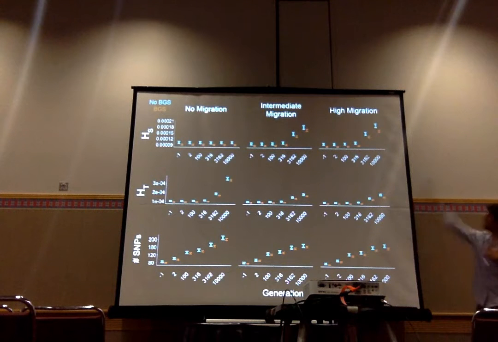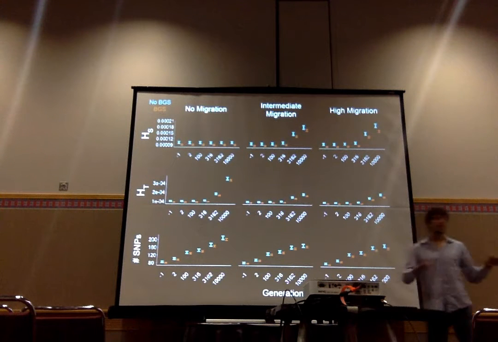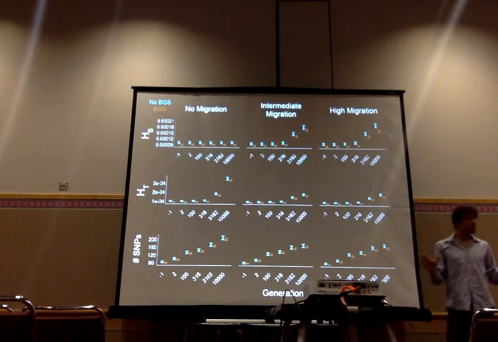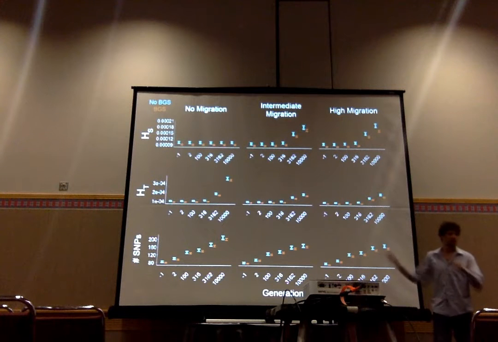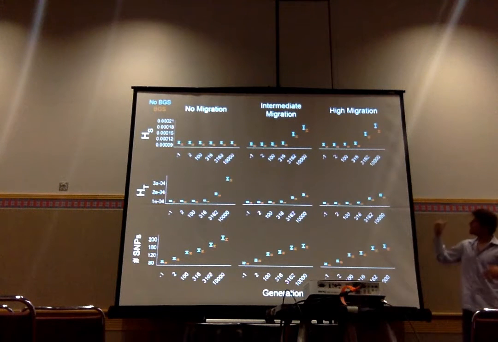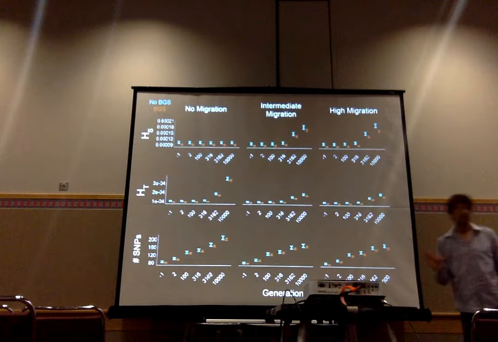Each column is a migration scenario, right? And whether there is background selection or not is color-coded. Orange means there is background selection, blue means no background selection. The only point I want to make with this slide is that on average, this is the mean and standard error for 2,000 simulations every single time, background selection causes a reduction of genetic diversity of about 5%, max 10%.